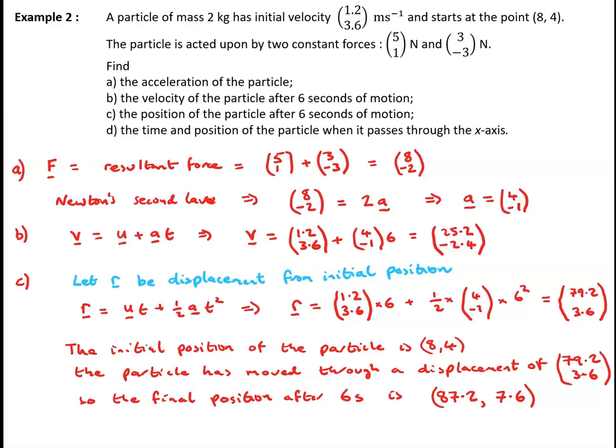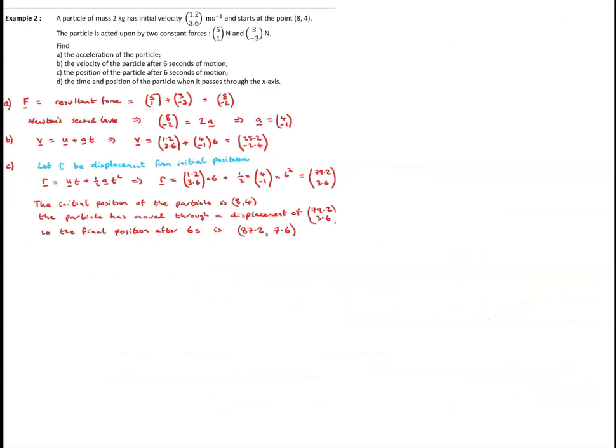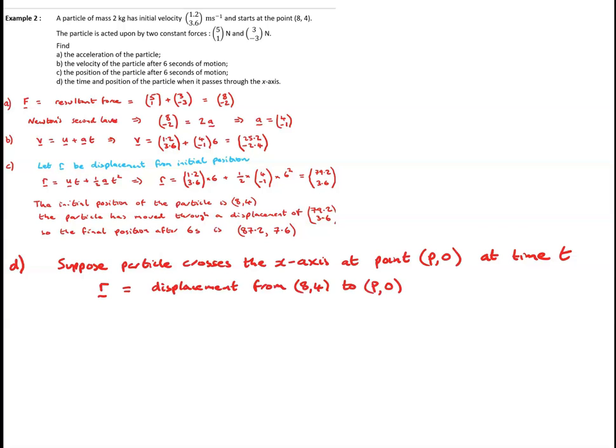For part D, we've got to find the time and position of the particle when it passes through the x-axis. So let's suppose it passes through the x-axis at a point P0 and that it passes through it at time t. So if r is the displacement from the initial position to the point P0, then we've got r must equal (p - 8, -4). But we also know that r must equal ut plus a half at squared.